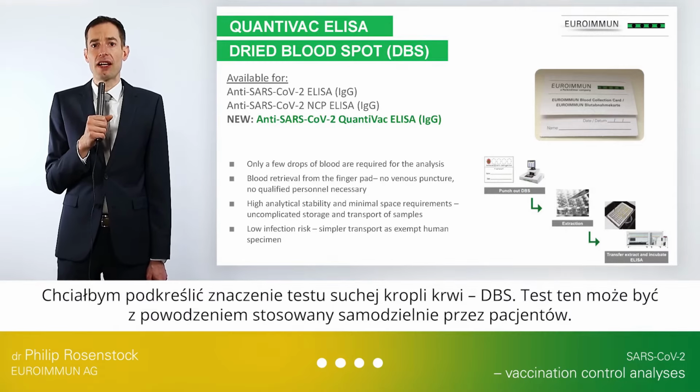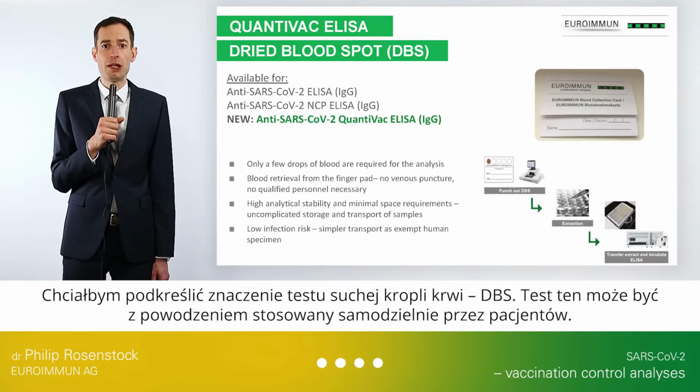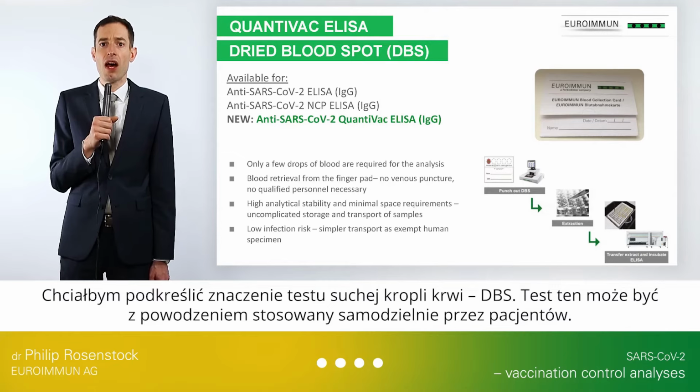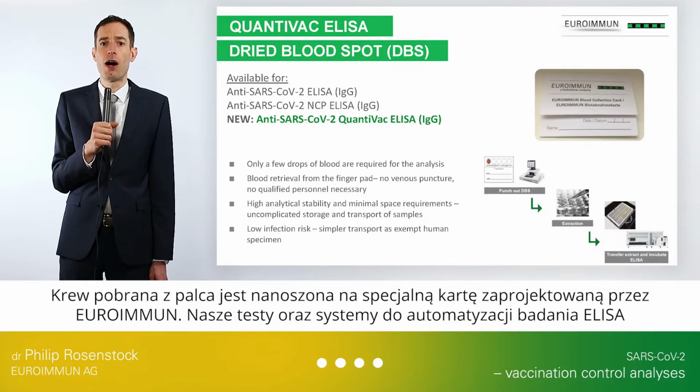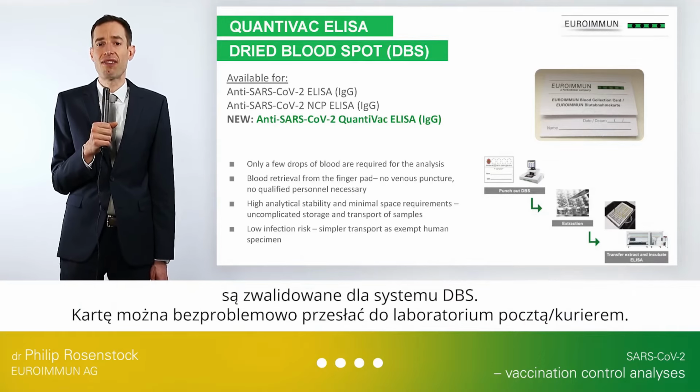Last but not least, I'd like to highlight the use of DBS, so dried blood spots. These dried blood spots can easily be obtained by the patient itself. It's just a puncture of the fingertip. The blood is then put onto a filter card that is provided by EUROIMMUN, and you can easily ship these samples then to a lab just via the normal postal service.